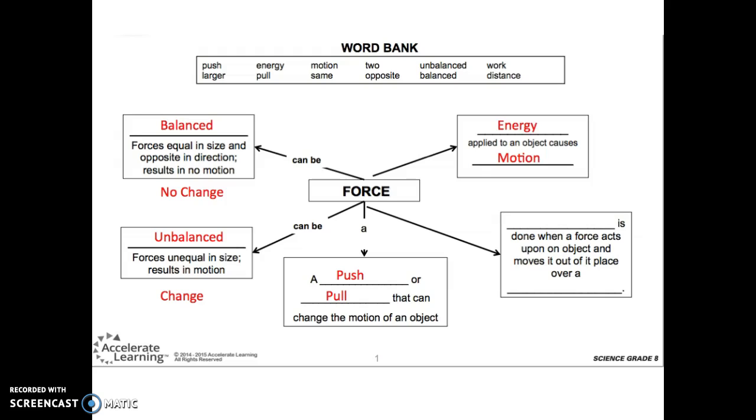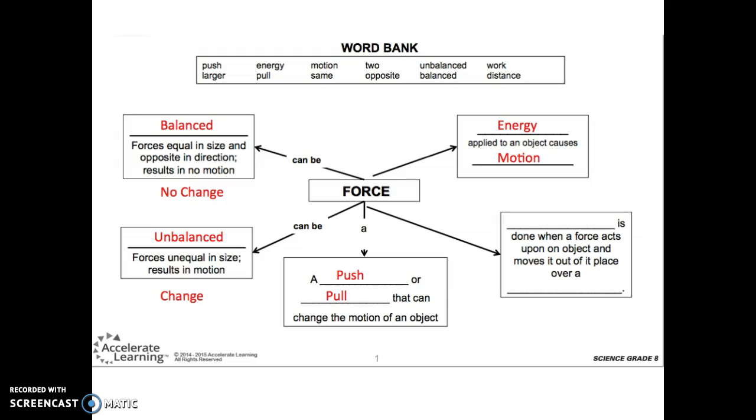So when we talk about forces, forces are energy that is applied to an object causing motion. If you think about standing behind someone who's on a swing, you apply energy as you push that person and it causes motion. So you apply that force and the result is motion.